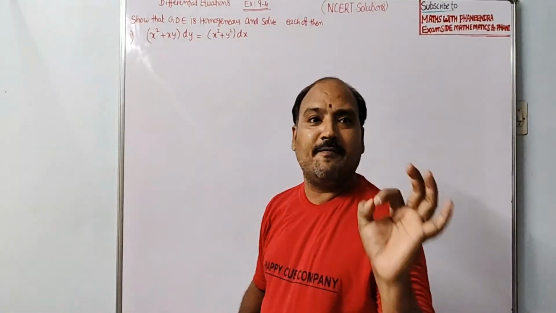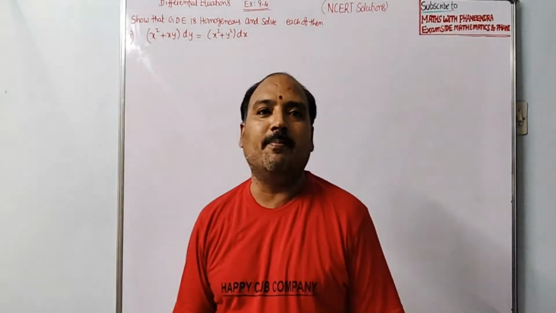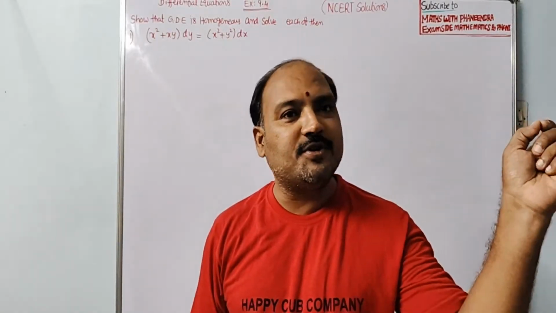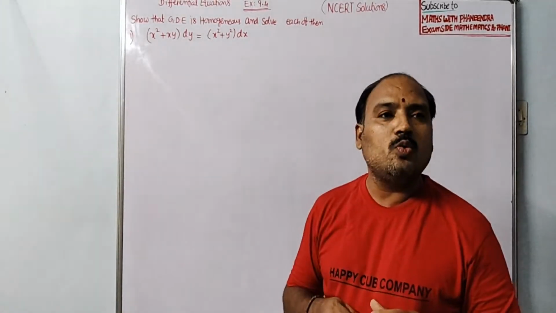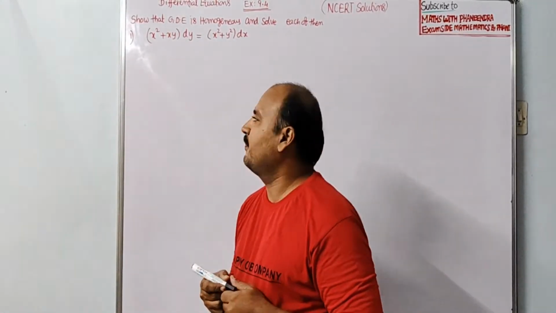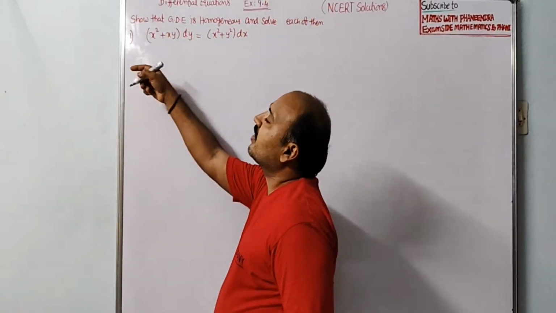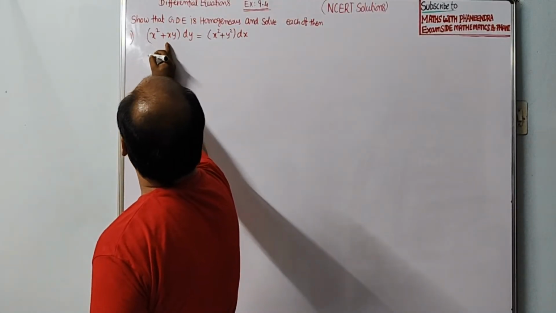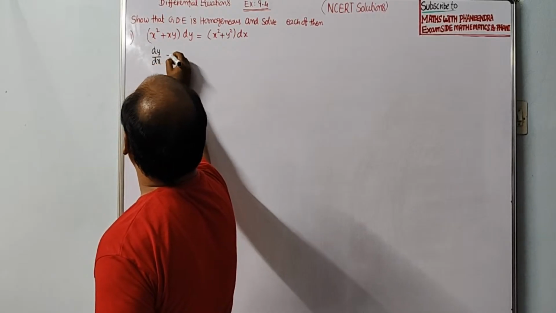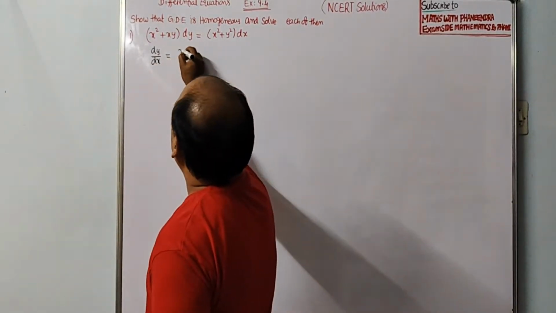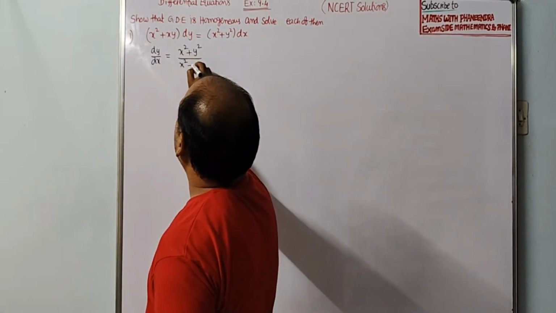Show that the given differential equation is homogeneous and solve each of them. First, you have to prove that the given differential equation is a homogeneous differential equation. To prove it, first write the given differential equation in the form of dy by dx equal to x square plus y square by x square plus xy.